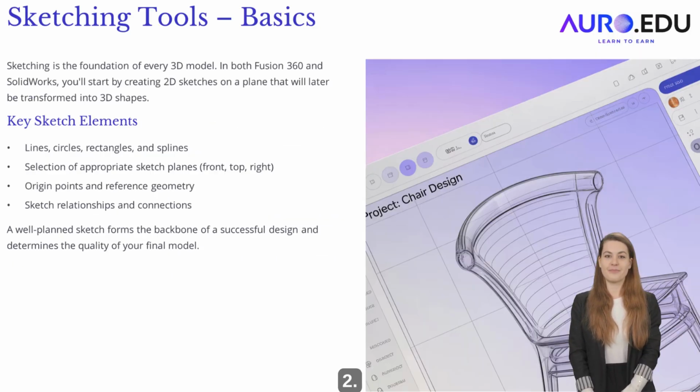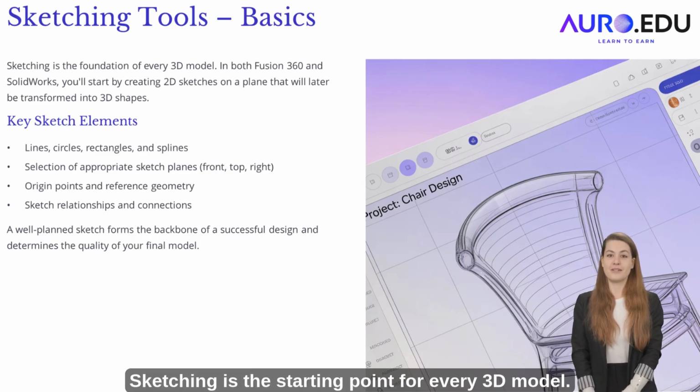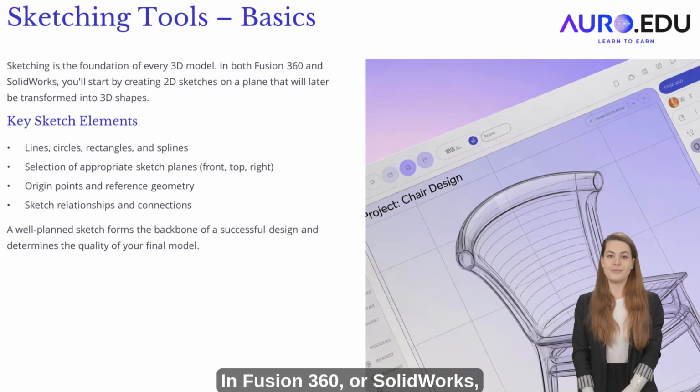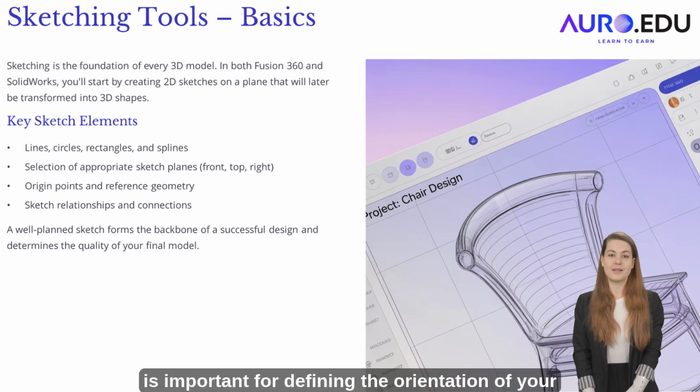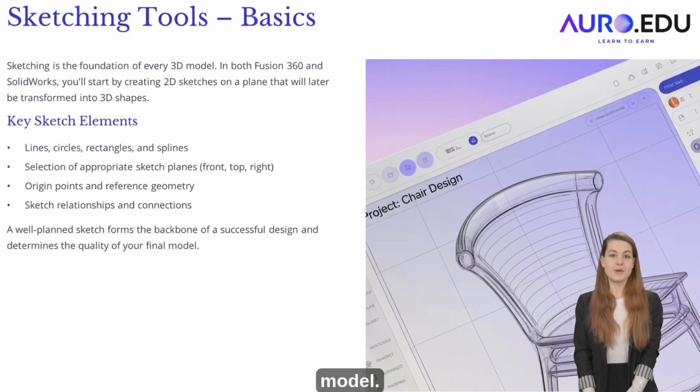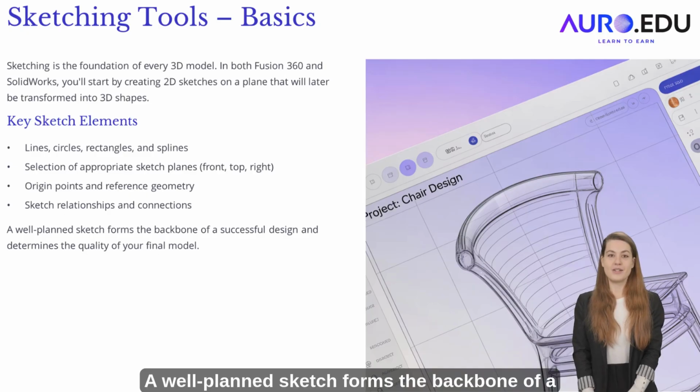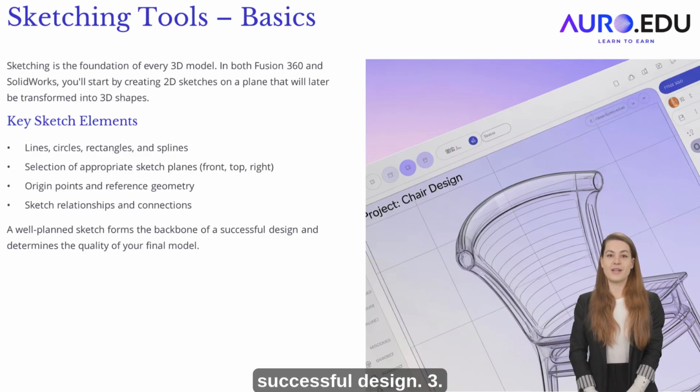Let's begin. 2. Sketching tools. Basics. Sketching is the starting point for every 3D model. In Fusion 360 or SolidWorks, sketches are drawn on a flat 2D plane and later turned into 3D shapes. You can draw lines, circles, rectangles, and splines. Choosing the correct plane, like front, top, or right, is important for defining the orientation of your model. A well-planned sketch forms the backbone of a successful design.